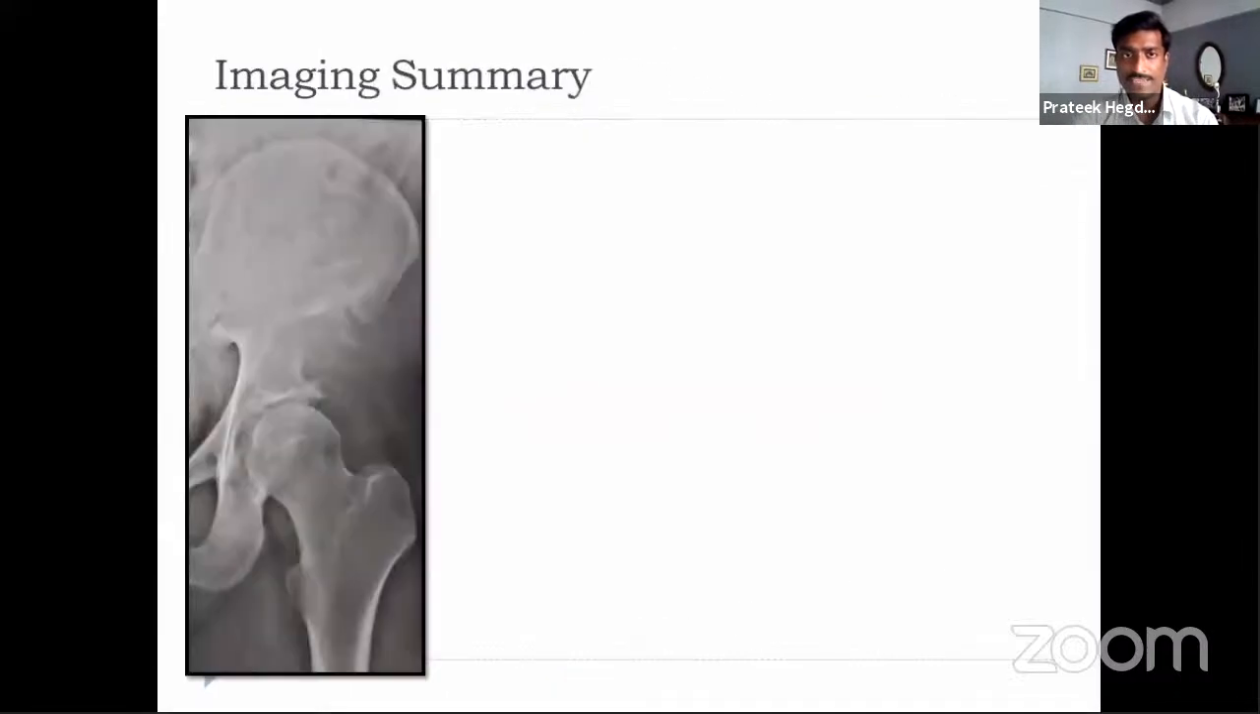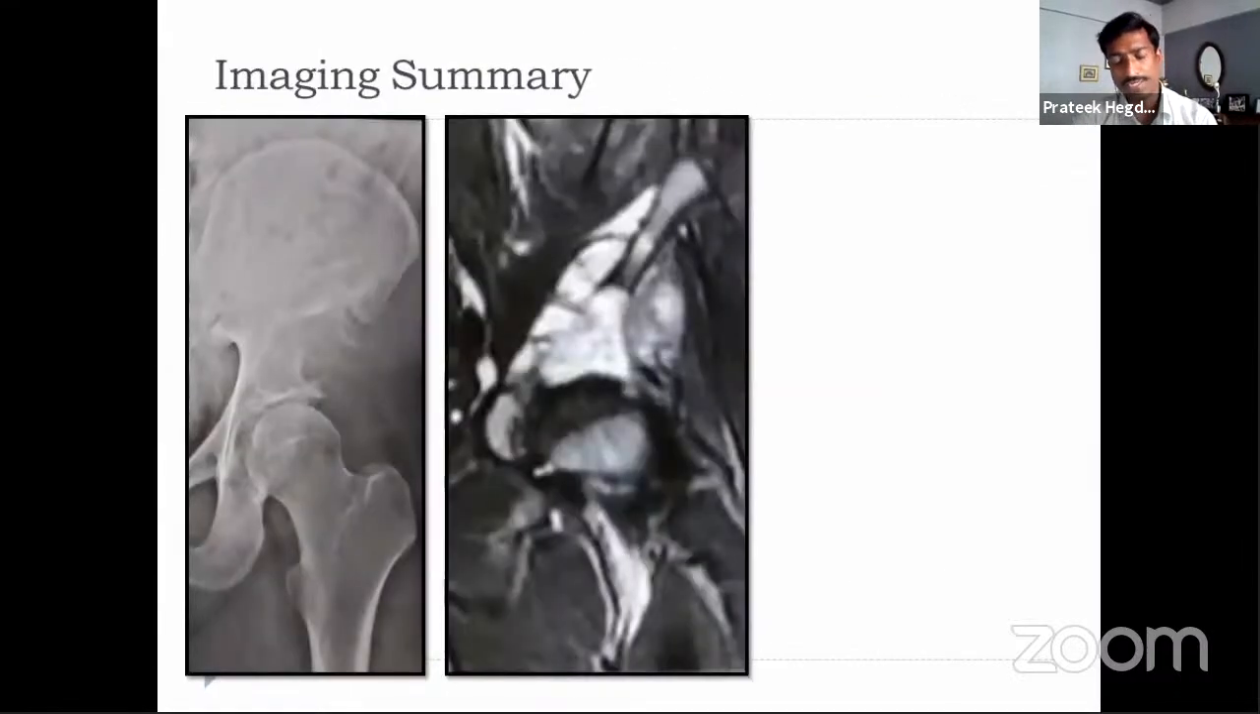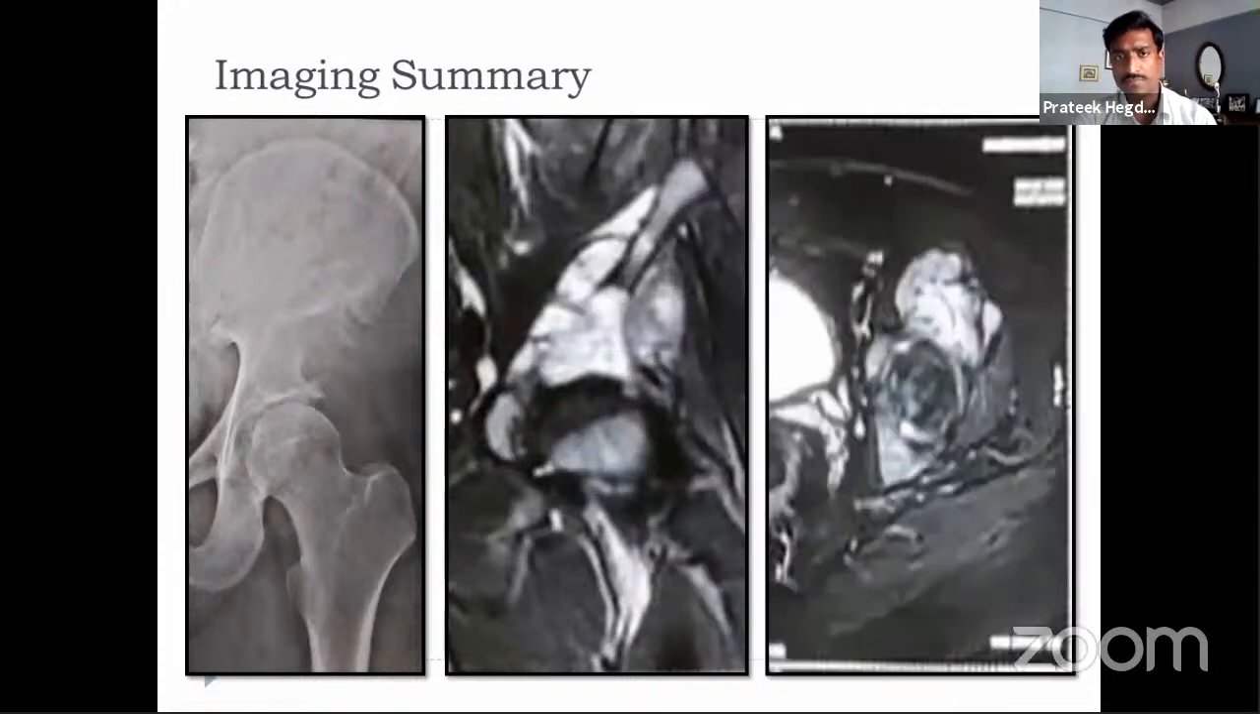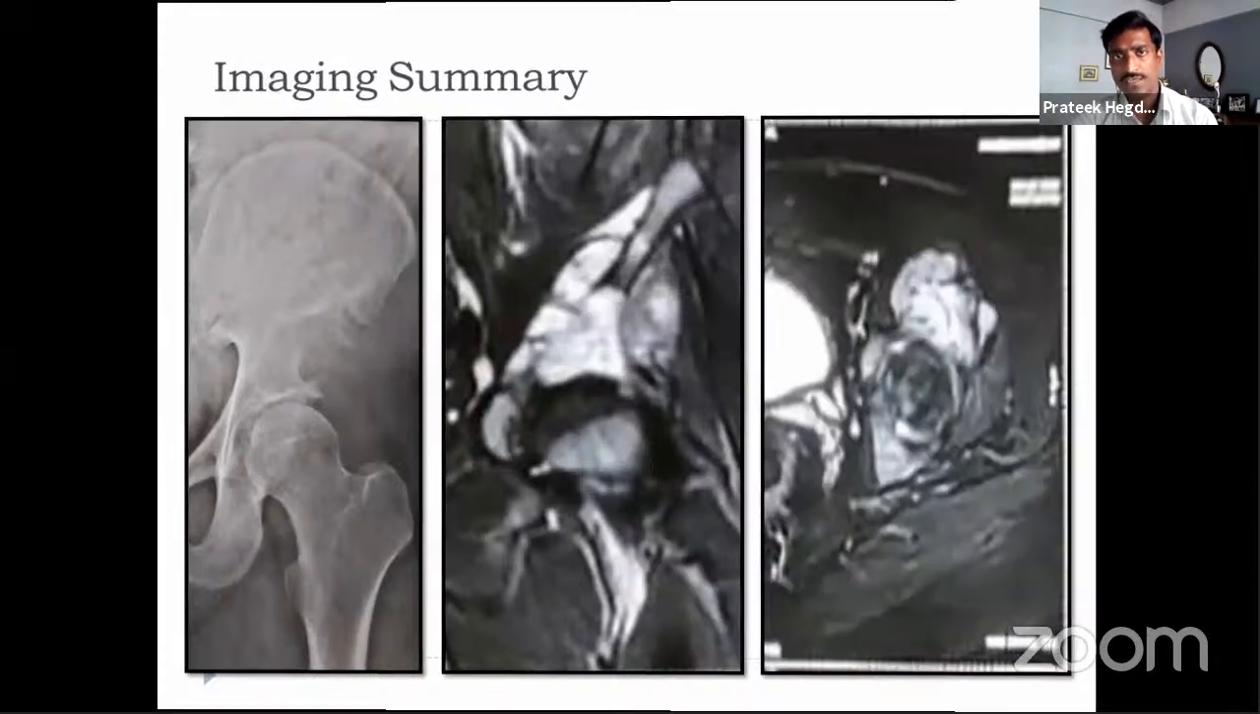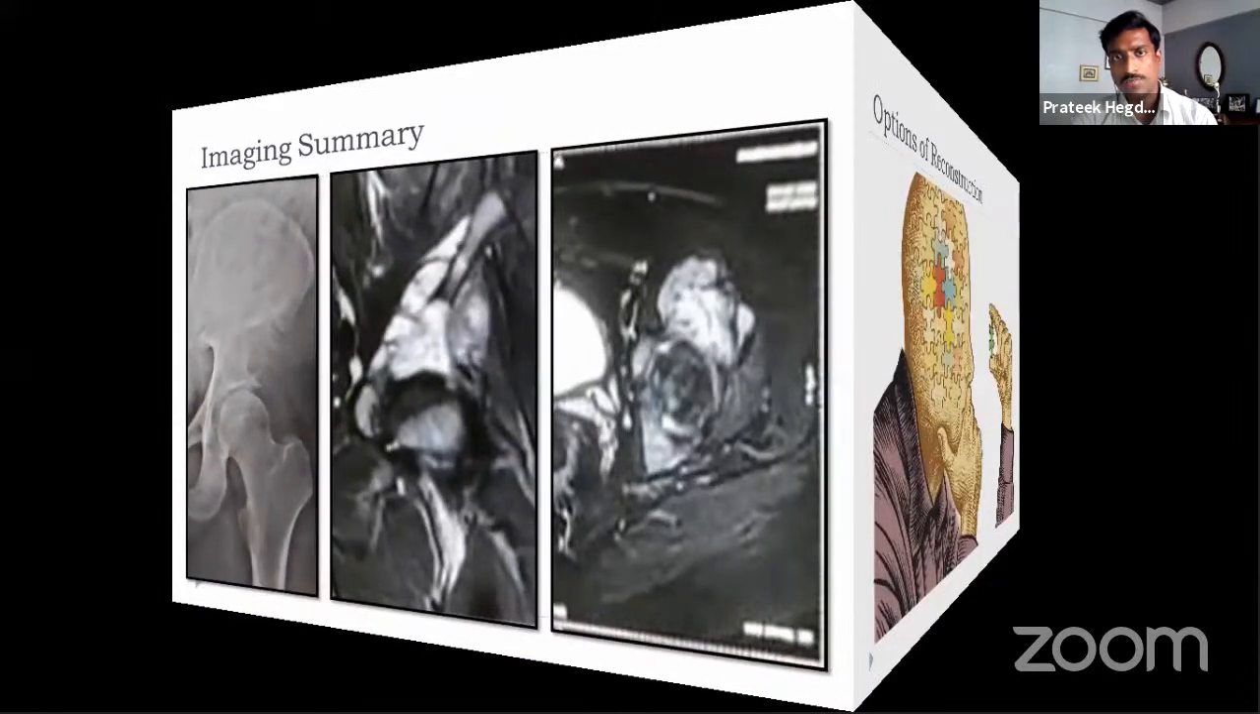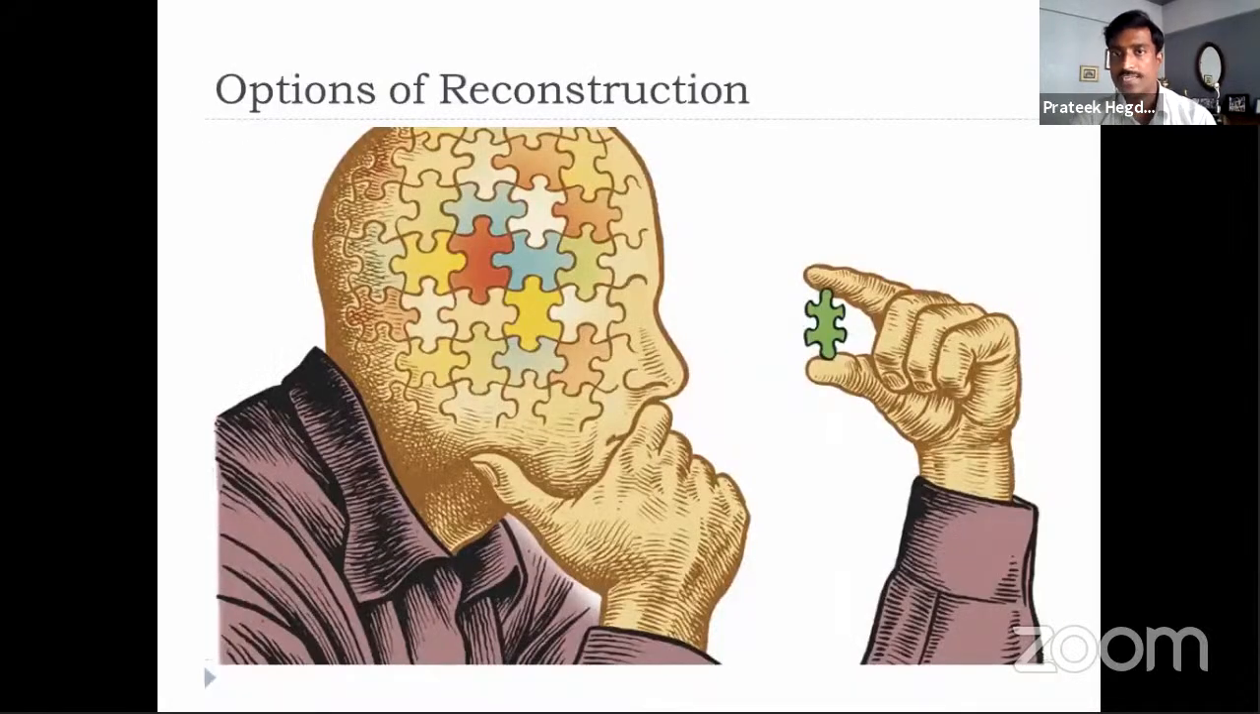So basically, we had this imaging summary where there was erosion involving the acetabulum. So now we had to go ahead and do a resection and a reconstruction. So what I would like to ask the panelists are the options of reconstruction. And since we have such a wide esteemed panel representing the various institutes in India, let's start from the north. Let's start with Dr. Akshay Tiwari, if he's there, as to how he would have approached the case.